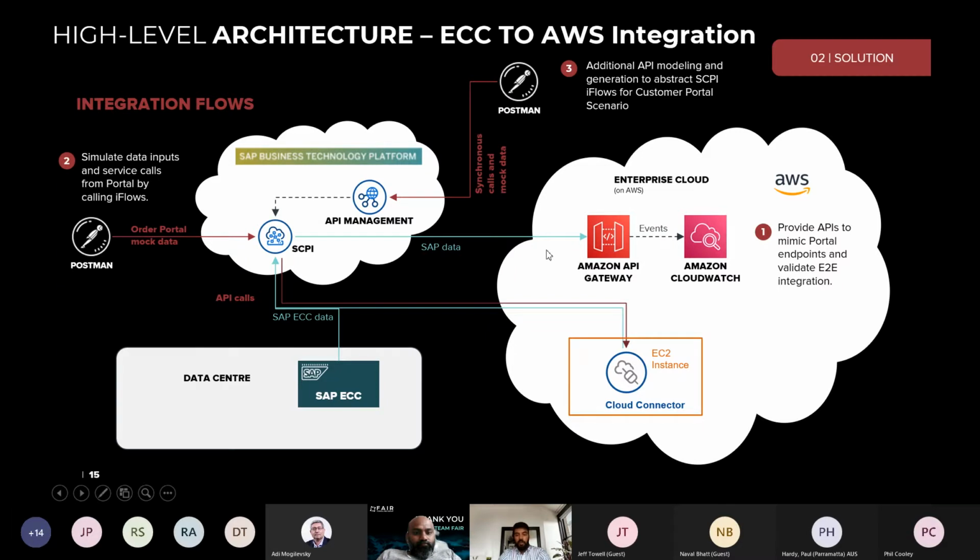On the AWS side, we used Amazon API Gateway services to build the REST APIs so that we can integrate those REST APIs with the Integration Suite Cloud Integration iFlows.